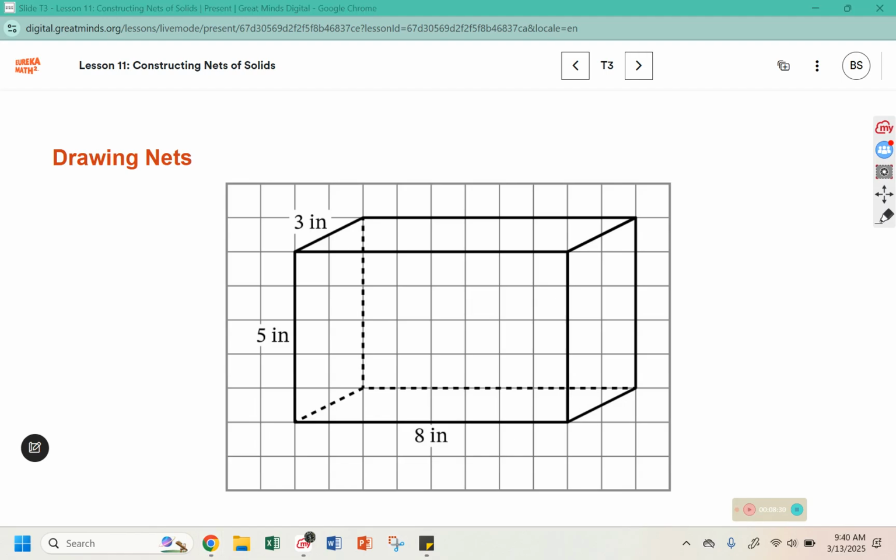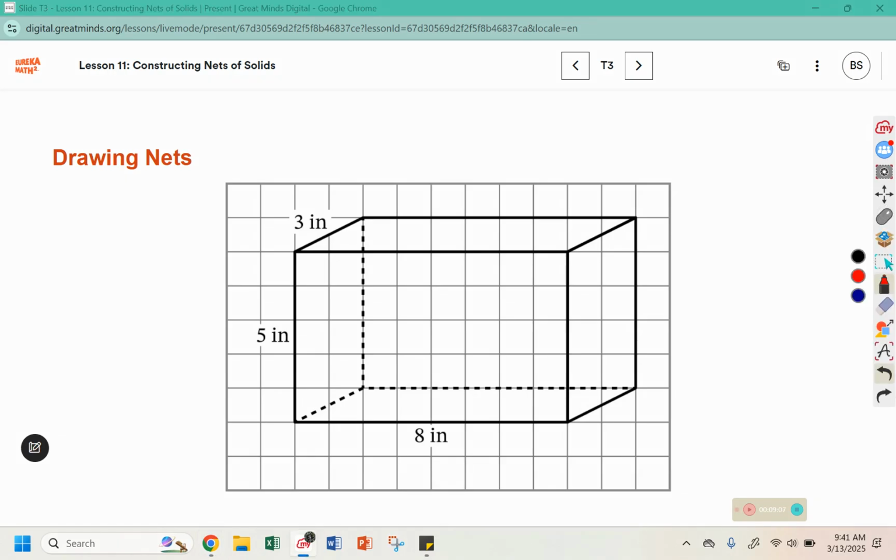How might you create a net for this solid? How many faces does this right rectangular prism have? Well, there are 6. We have a top, a bottom, a left, a right, a front, and a back side. The 6 faces are all rectangular in shape, and we can use the dimensions of this prism to draw polygons or rectangles that make up this shape.